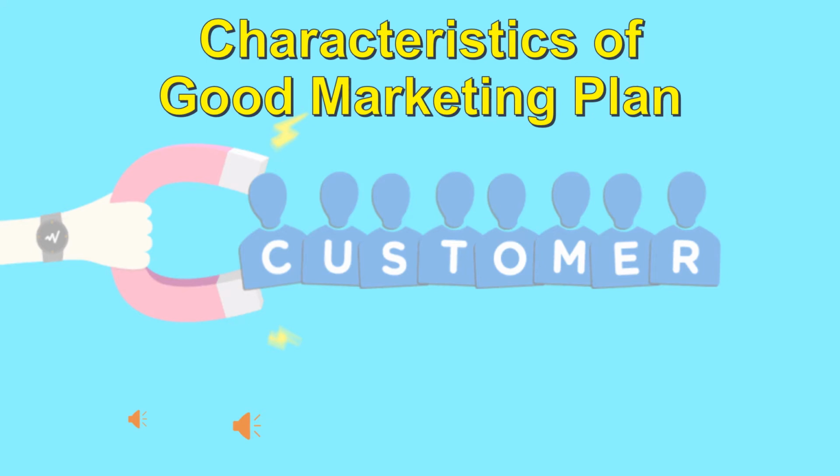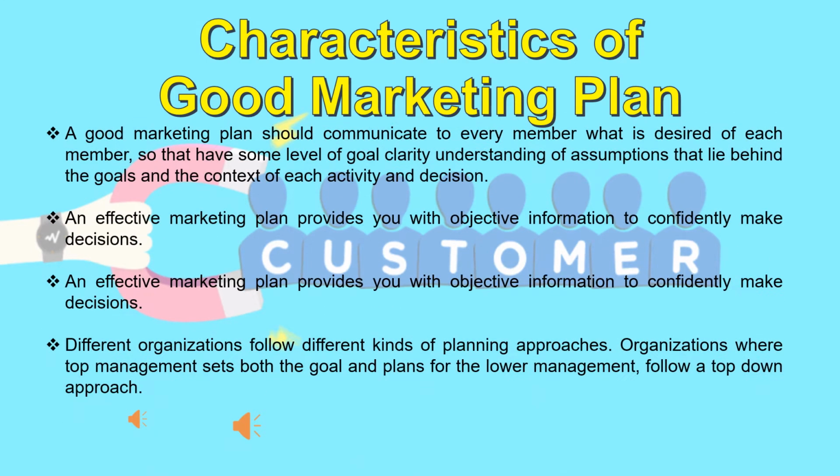Characteristics of a good marketing plan. A good marketing plan should communicate to every member what is desired of each member, so that they have some level of goal clarity, understanding of assumptions that lie behind the goals, and context of each activity and decision. Since most of the organization's planning is a mutually agreed upon activity, a good marketing plan should also stimulate individual and group commitment. Also, an effective marketing plan provides you with objective information to confidently make decisions.